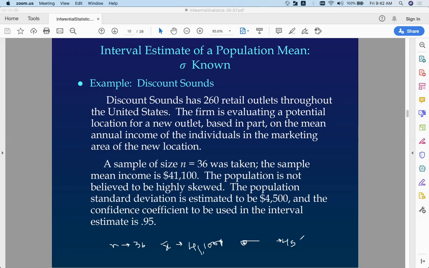If you go back to the formula, there are unknowns. This also they have given. They have given the confidence coefficient. The confidence coefficient to be used in the interval estimate is 0.95. Okay. So let's see how we can interpret these, and let's see how we can find the Z value and use this formula.